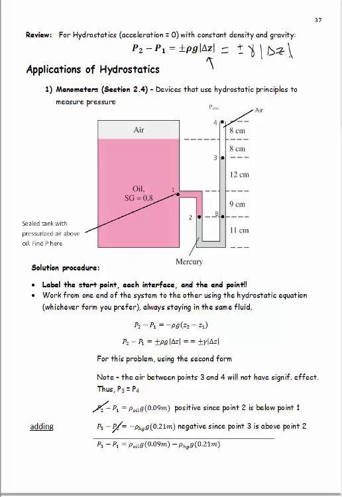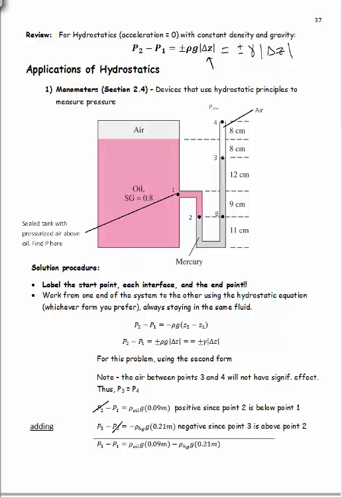Okay, so for instance, we have a figure here. There's a tank filled with oil. And let's say we want to measure the pressure there at 1 in this sealed tank. Well, what you can do is just attach this, it looks like a U-tube manometer to it. This happens to be filled with mercury.